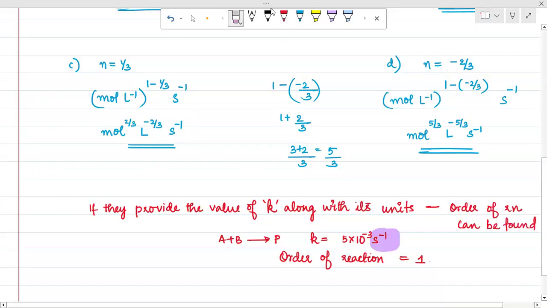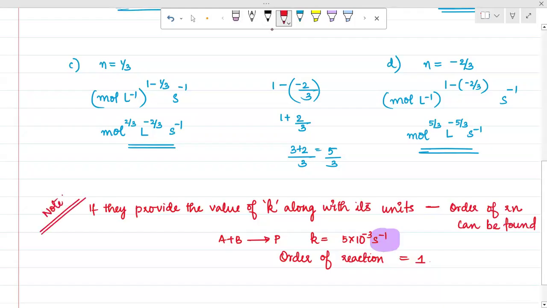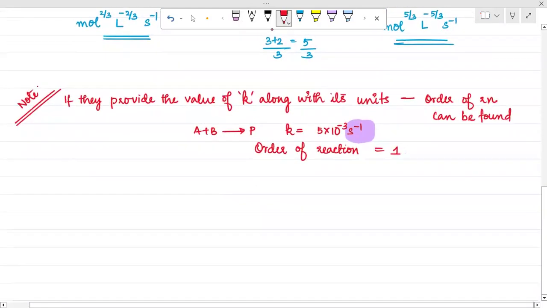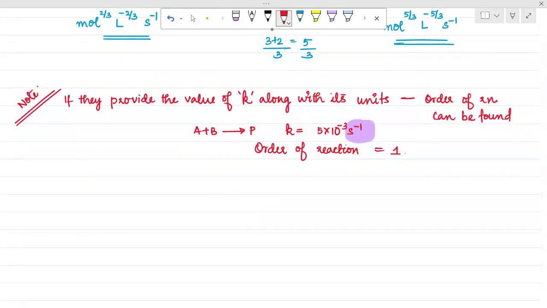Note. This will come out with practice. Don't worry. I'm just writing this as a note so that you will be more aware when you see questions. All right. Now we have learned the definition of what order is.